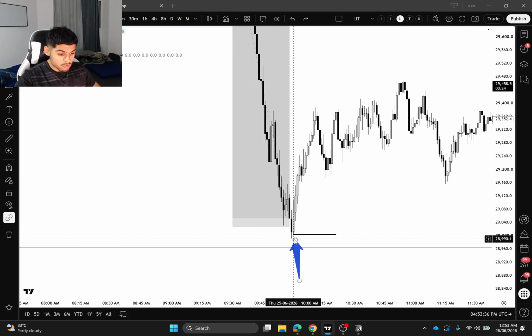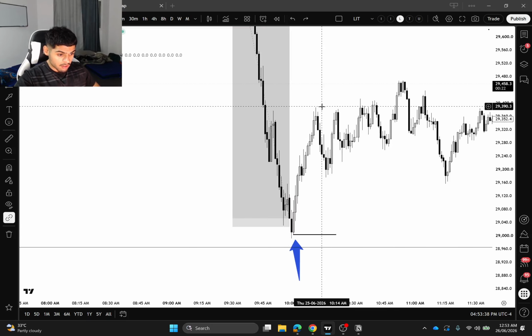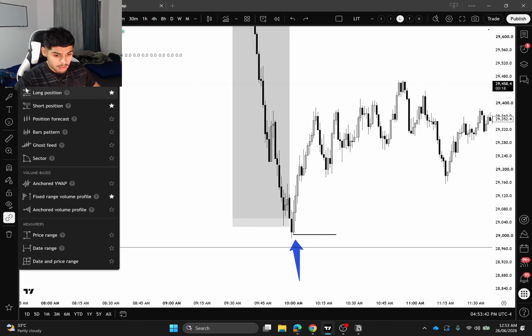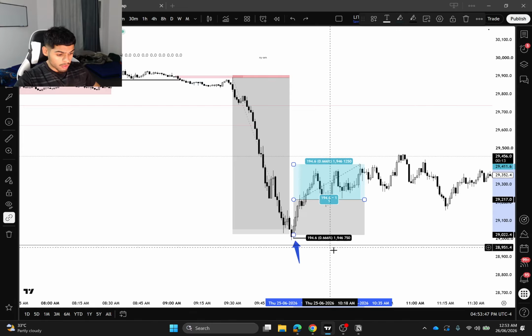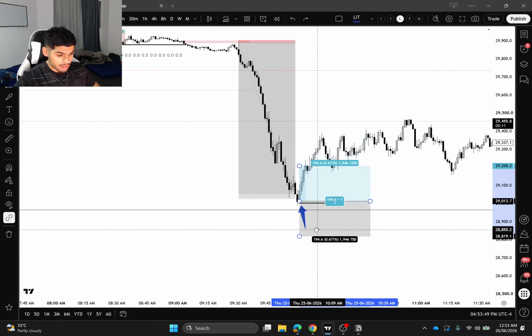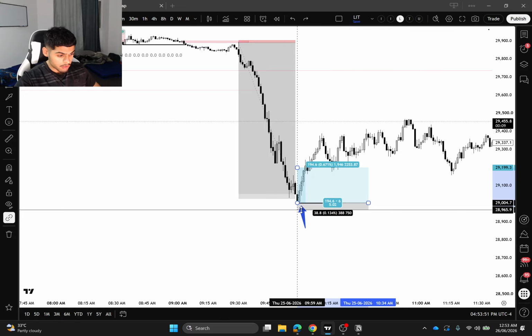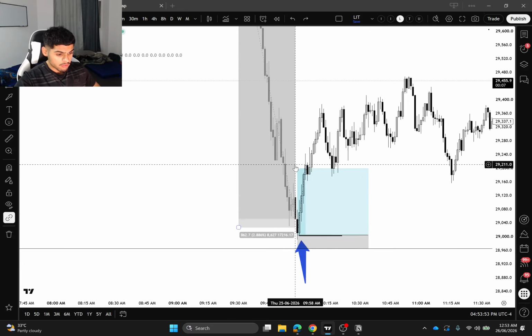We get a huge reversal, 28,900 to 29,400. It's like 500 points. Now imagine you took a long here just based on timing, right? You went long exactly here, and you put your stop something like this. That's basically a 35 point stop, and that's it.